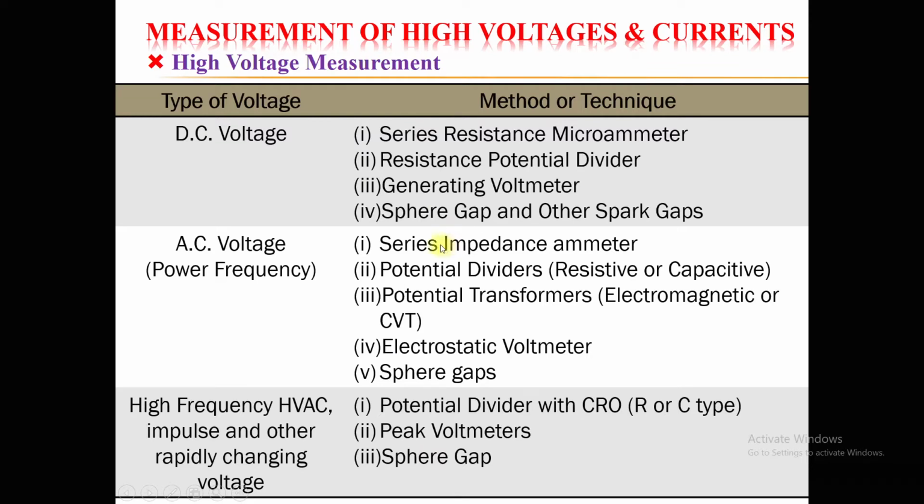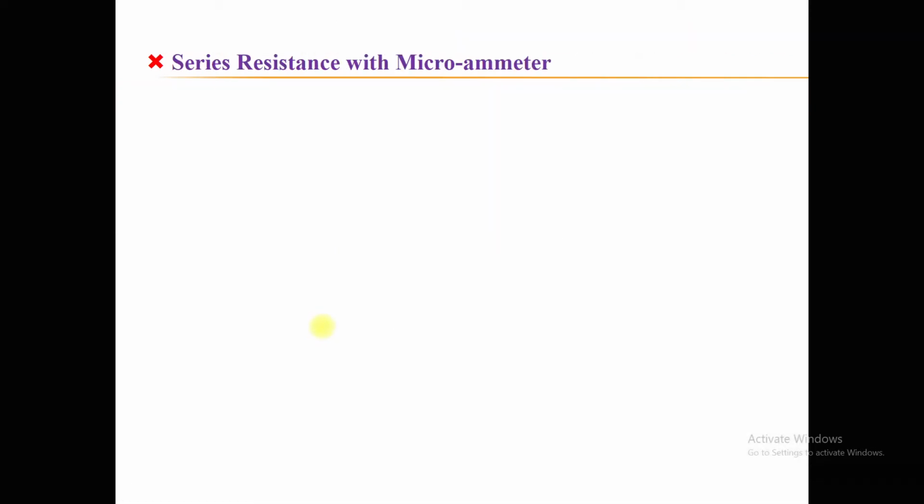Out of all these methods, the sphere gap method is one of the very basic methods which you can apply to measure any voltage level. The sphere gap method does not depend on the type of the voltage. So with the help of sphere gaps you can measure any type of voltage level in the high voltage laboratories during testing.